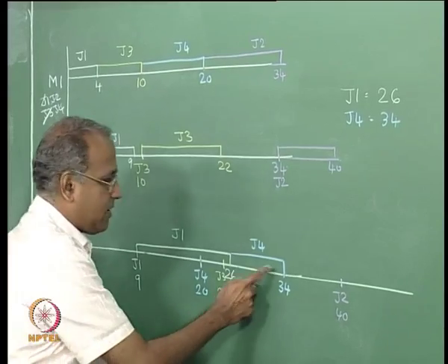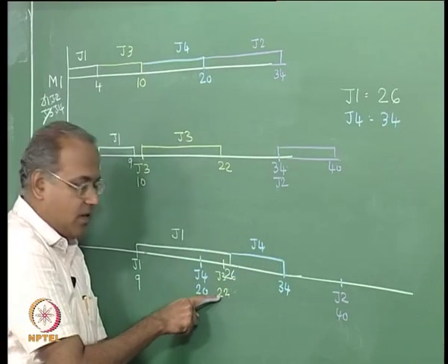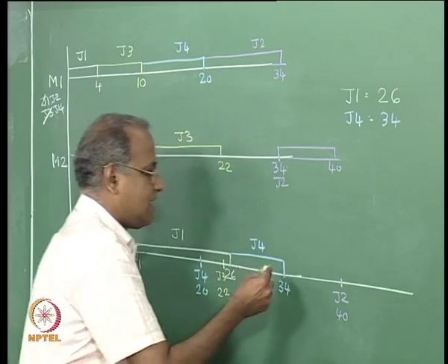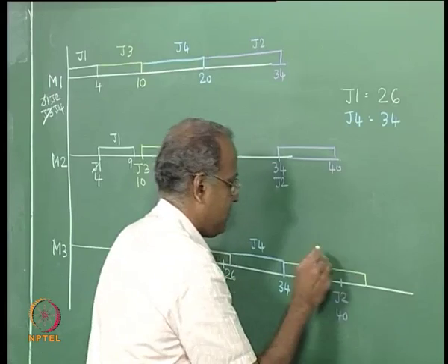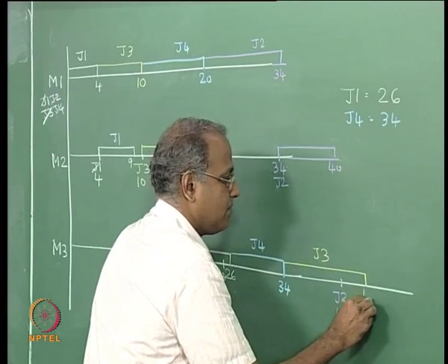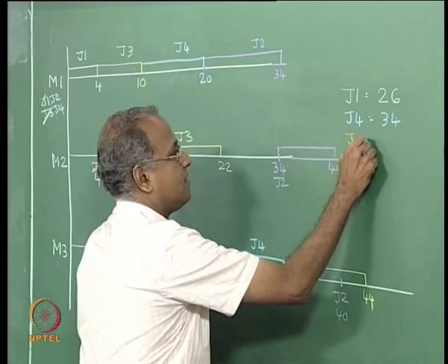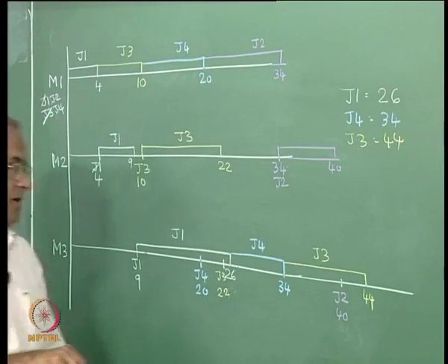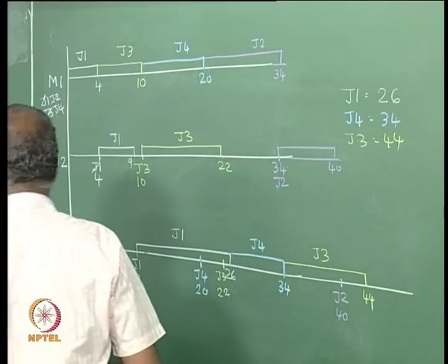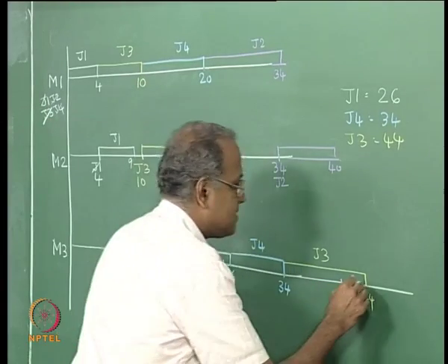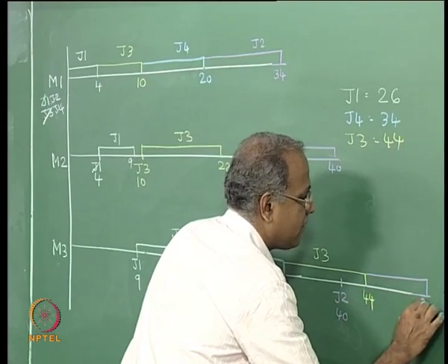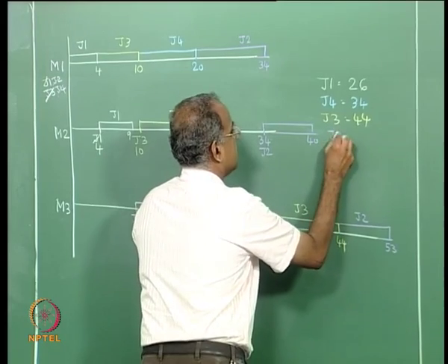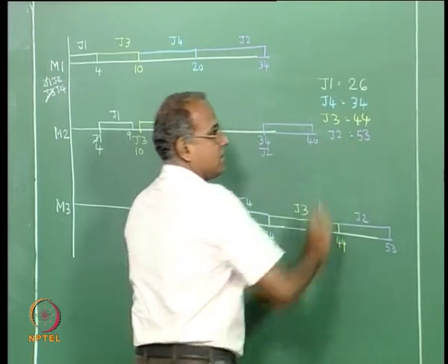Now, we are at time equal to 34, J3 is the only job available here. So, J3 takes another 10 minutes. So, J3 finishes at 44. Now, J2 has come at 40, J2 requires another 9 units. So, 44 plus 9, 53. So, J2 finishes at 53.